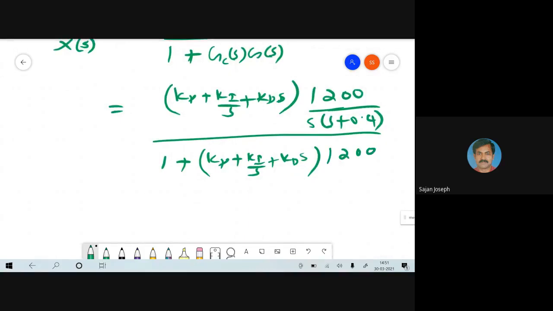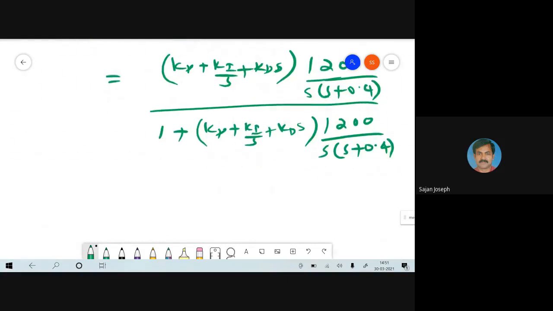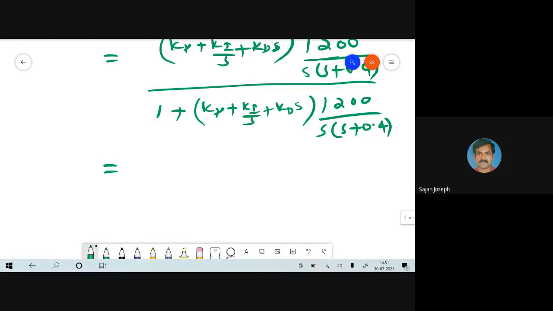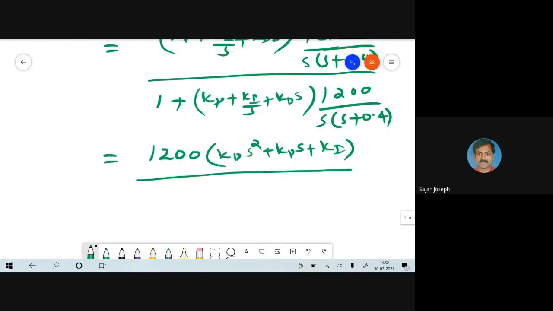Into 1000 divided by S into S plus 0.4. And that is equal to, simplifying it, you have 1200 into Kd square plus Kps plus Ki divided by, you can simplify these things and you will get S into S plus 0.4 plus 1200, sorry, S square into S plus 0.4 into 1200 Kp, Kd square, okay, Kps.